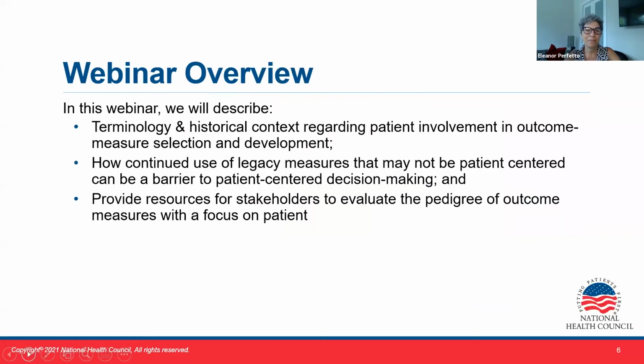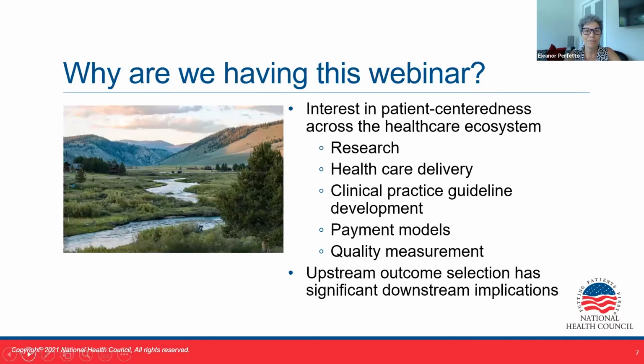Here's a little overview of what we're going to talk about today. We're going to begin with some discussion of terminology and a little bit of historical context with regard to patient involvement in outcome measurement, selection, and development. We're going to talk a little bit about how continued use of legacy patient-reported outcome measures that may not be patient-centered could be a barrier to patient-centered decision-making. And we're going to provide some resources for evaluating the pedigree of outcome measures with a focus on the patient and patient centricity.